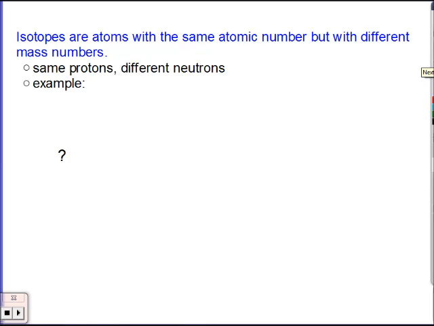We learned this term isotopes previously. They're atoms with the same atomic number, but they have different mass numbers. So same atomic number means the same number of protons, but the mass number is different, so the neutrons are different.